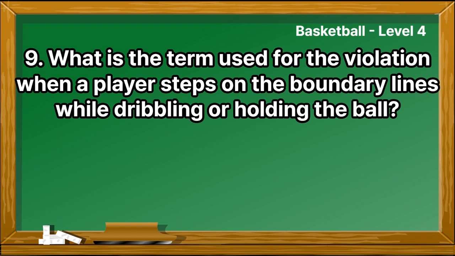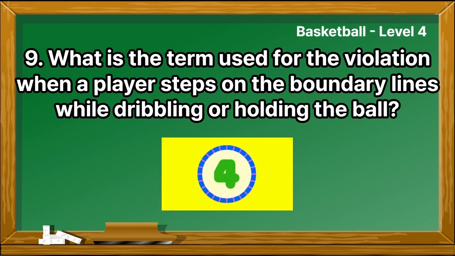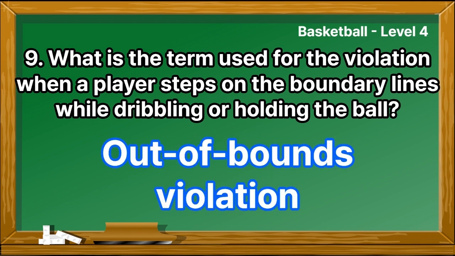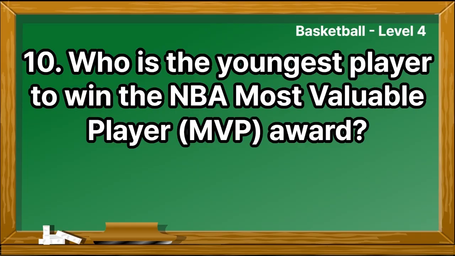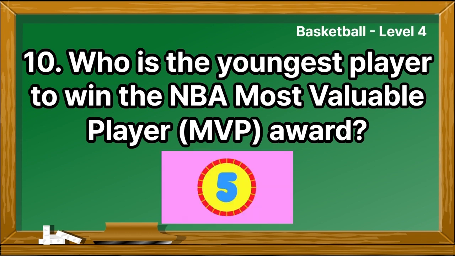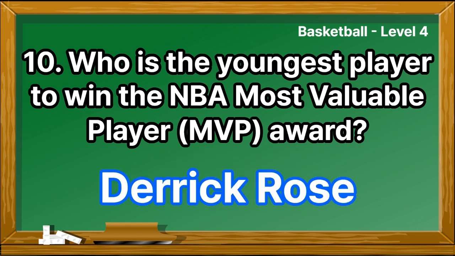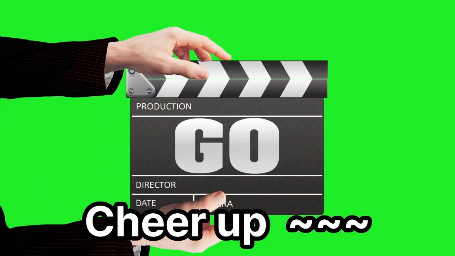What is the term used for the violation when a player steps on the boundary lines while dribbling or holding the ball? Out of bounds violation. Who is the youngest player to win the NBA Most Valuable Player MVP award? Derrick Rose. Cheer up.